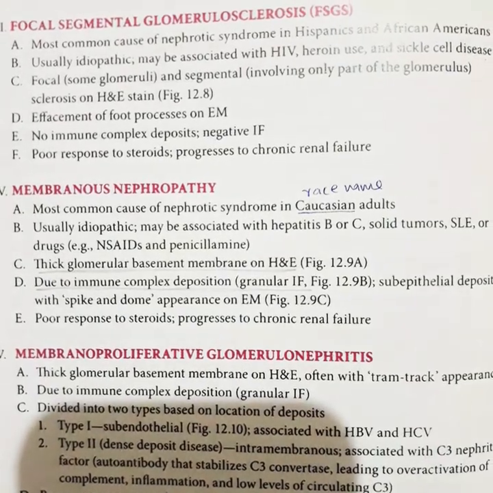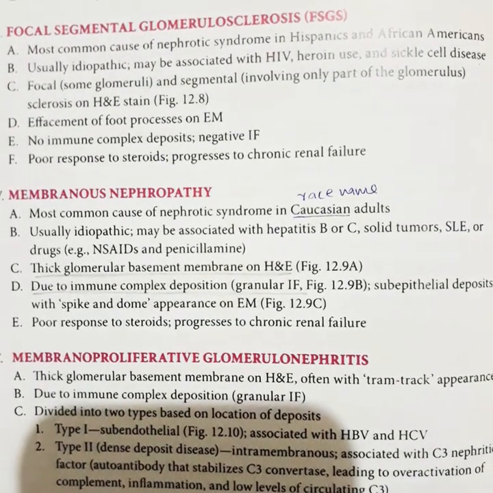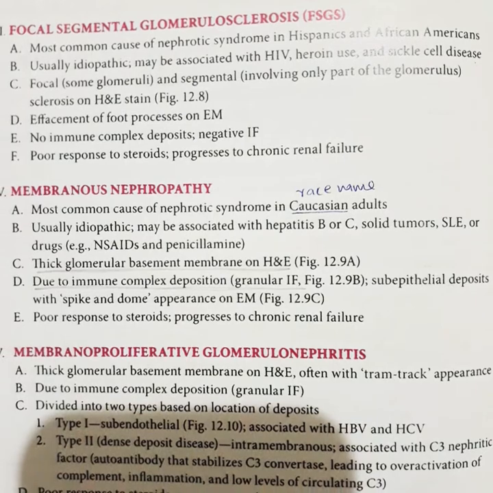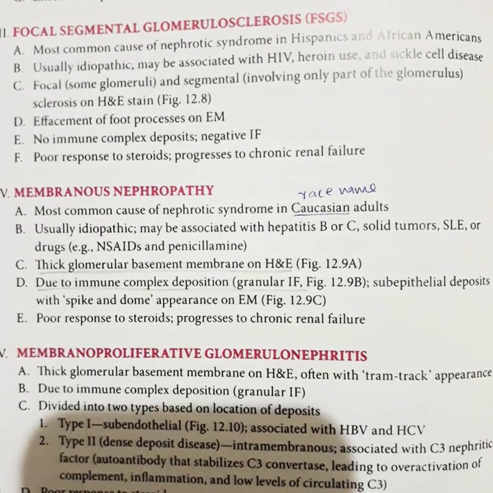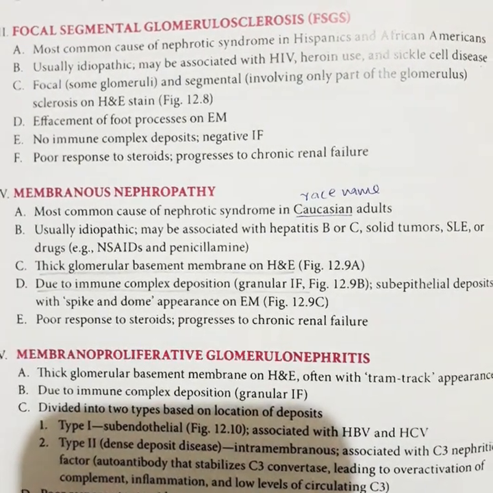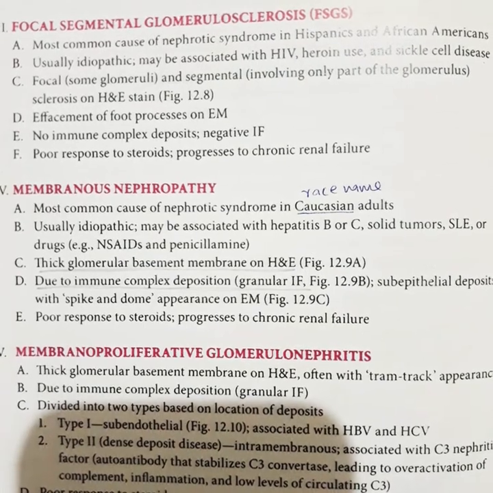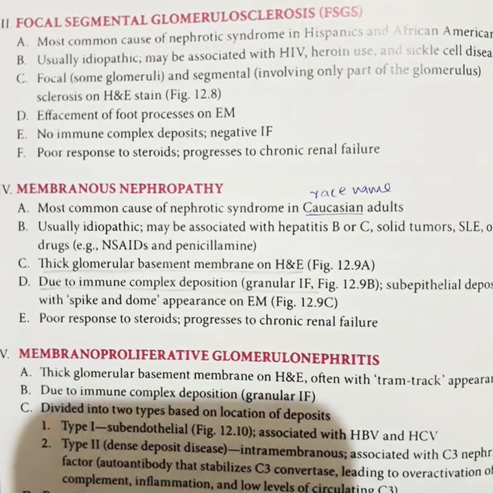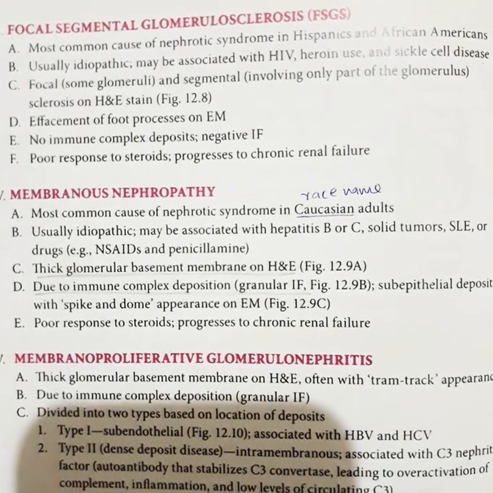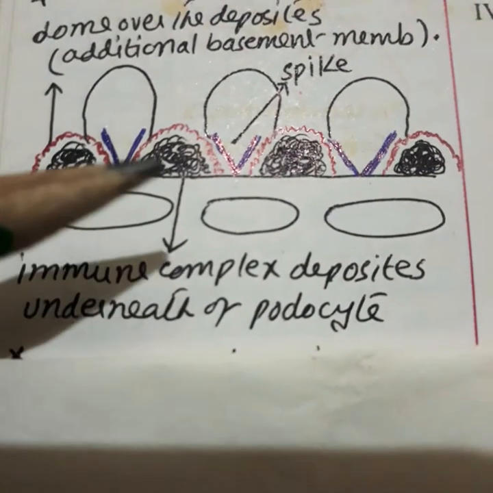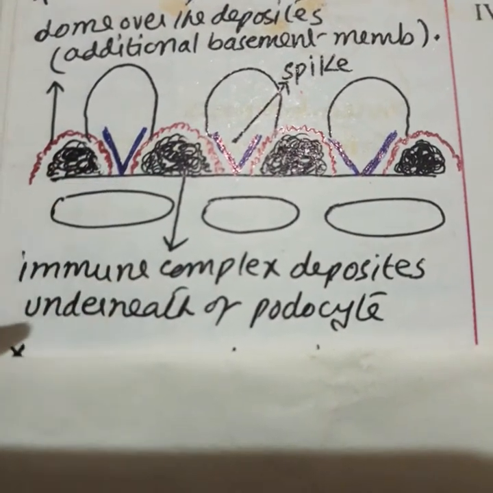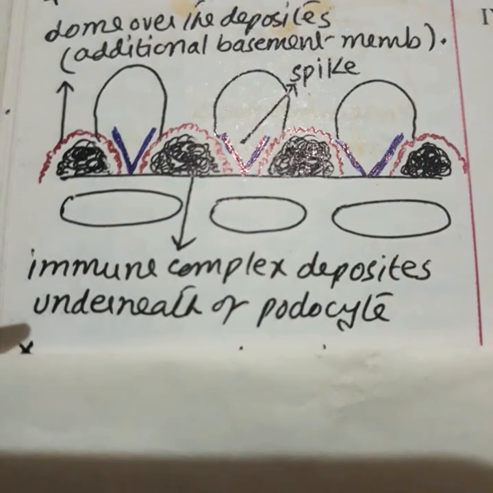Thick glomerular basement membrane due to immune complex deposition. Subepithelial deposits with spike and dome appearance. Poor response to steroids, progresses to chronic renal failure. Immune complex deposition underneath of podocytes.